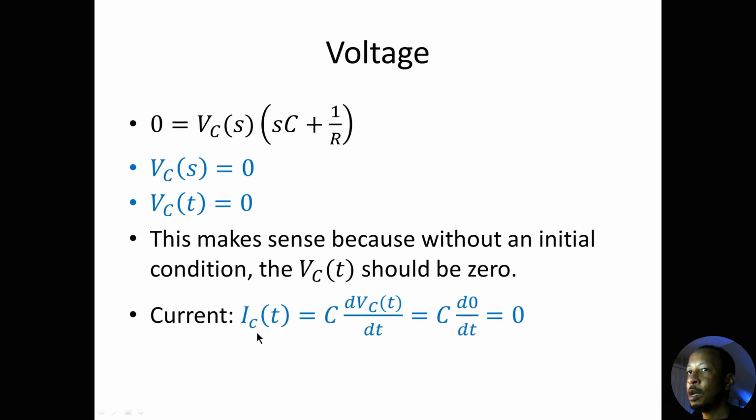So with the current, IC of T equals C dVC of T dt, which equals C d of 0 dt, which of course equals 0. Okay, so that makes sense too, because you're going to expect that if your voltage is 0, then your current should be 0 as well. So that all makes good intuitive sense.